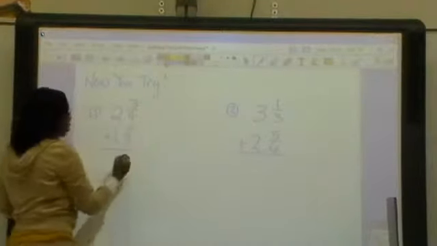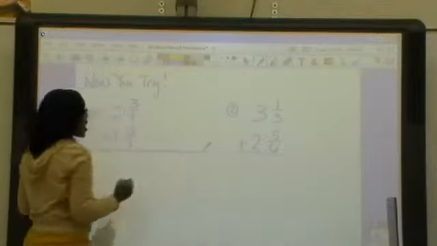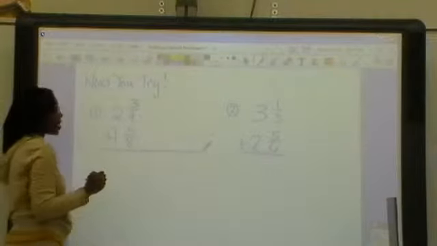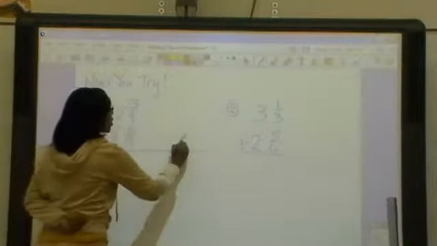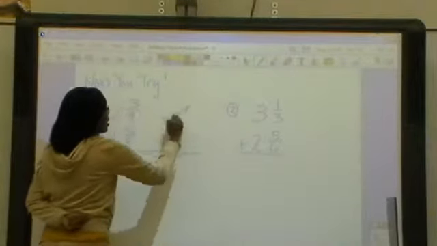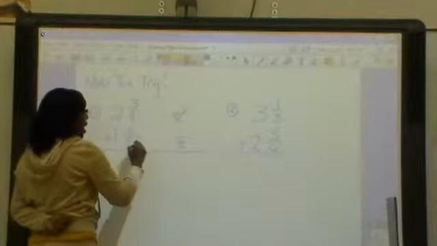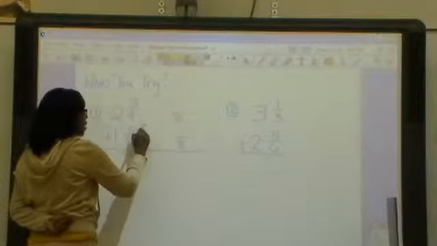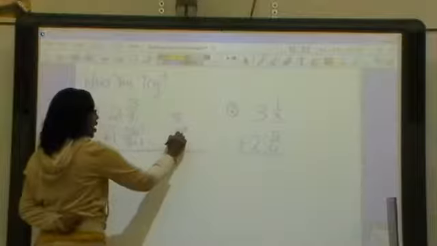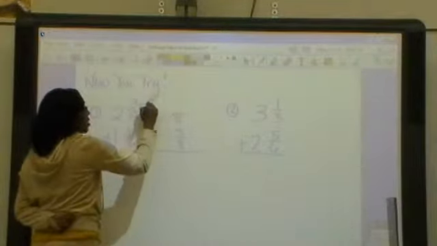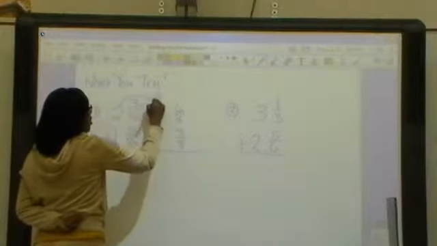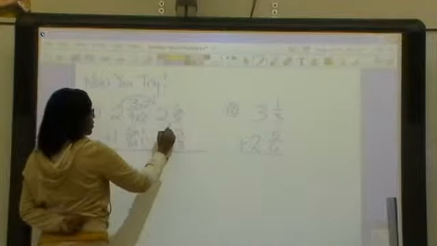We want to add these two mixed numbers together, but we can't because they have different denominators. So I'm going to have to get a common denominator. My new denominator will be 8. Then I see, how did I get from 8 to 8? I multiply by 1. Whatever I do to the bottom, I'm going to do to the top. I multiply 4 by 2. Whatever I do to the bottom, I'm going to do to the top. I'm going to put my whole number back in front.